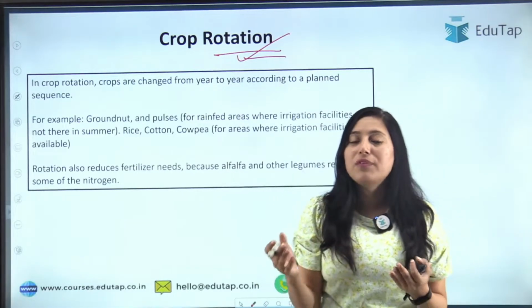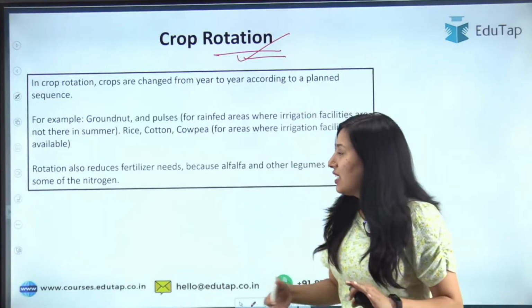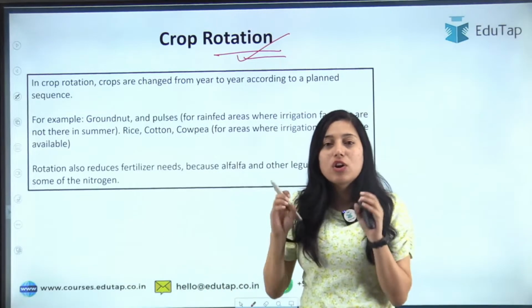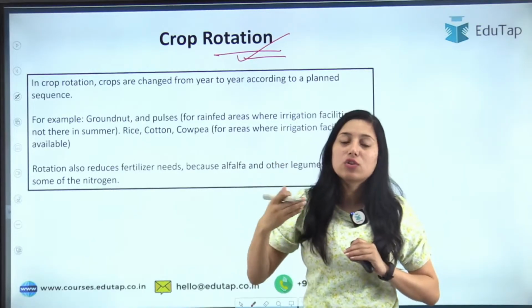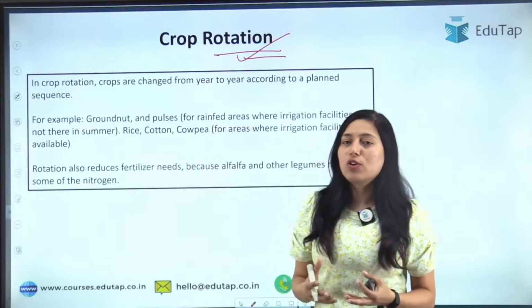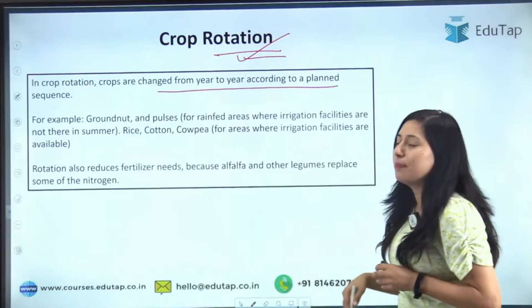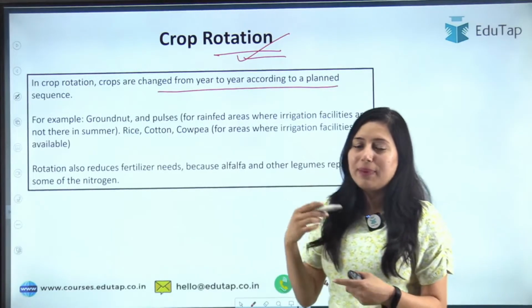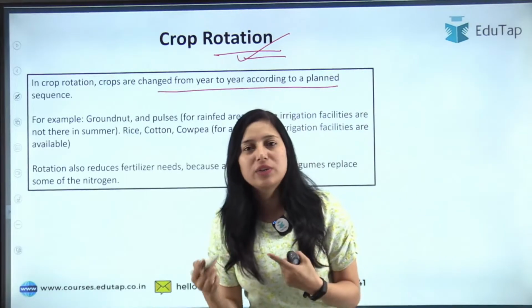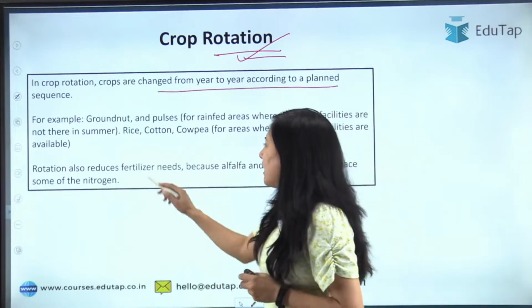In sequential cropping, we can take cereals after cereals and cereals after cereals, right? And that can degrade your soil fertility. But in crop rotation, when we are rotating crops for the purpose of soil and water conservation, that rotation will be called crop rotation. So it is the crop change from year to year according to a planned sequence. When in a planned sequence we are changing crops year to year or season after season, that is your crop rotation. Now for example here, groundnut and pulses.